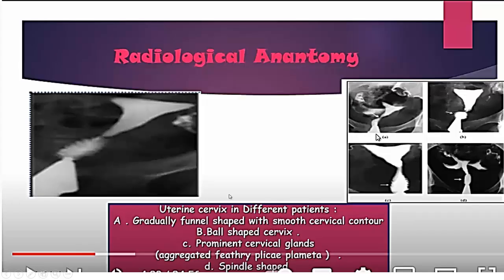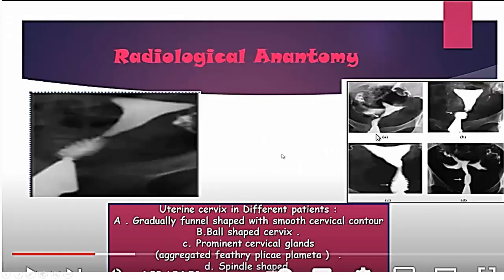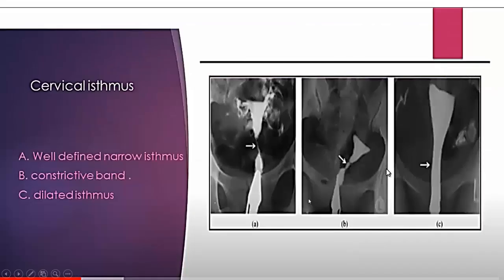But sometimes we have a different appearance of the cervix. We can see here there is constriction at the internal os. This is the plicae palmatae, and this is the spindle-shaped cervix. We can see also a well-defined narrow isthmus, or a constrictive band, or a dilated isthmus. This we can see in cases of cervical incompetence.